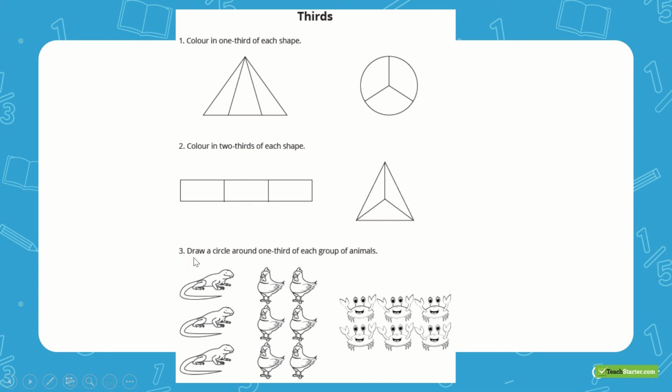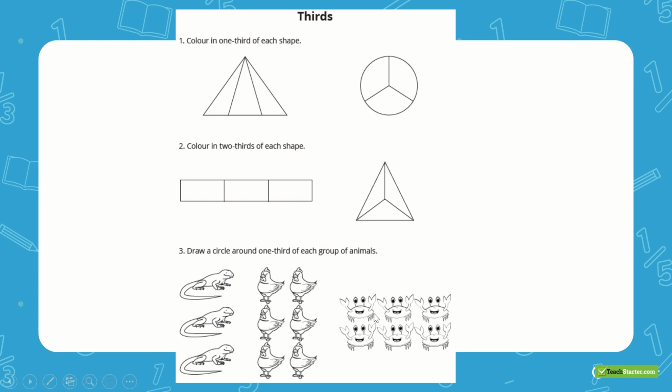Number 3, draw a circle around 1/3 of each group of animals. So have a look. There's lizards, there's chickens, there are crabs. So this is a whole group of animals. Now you have to split them into 3 groups, 3 equal groups.